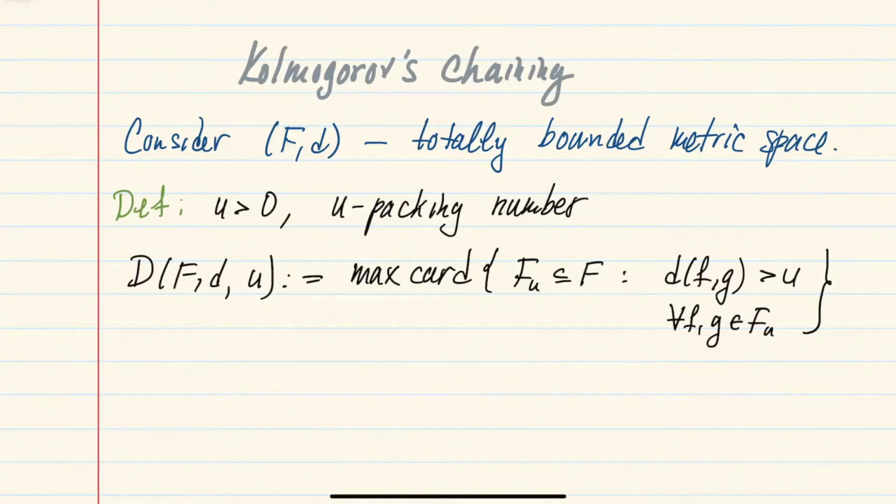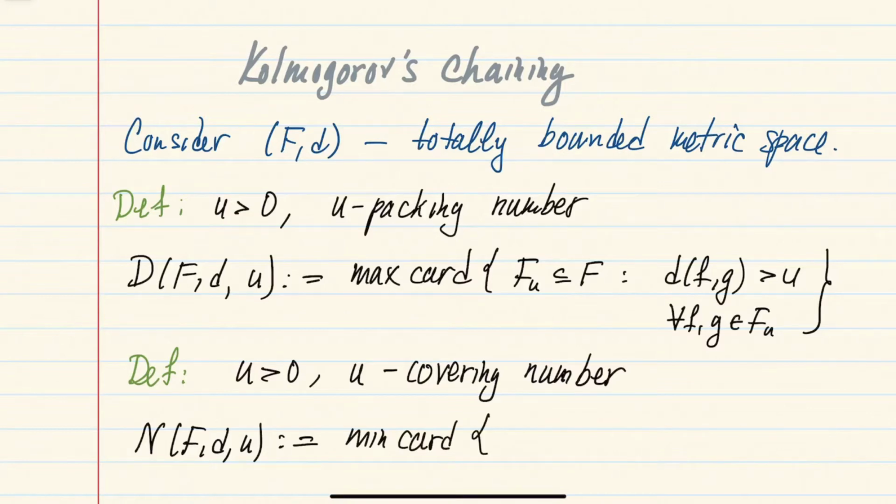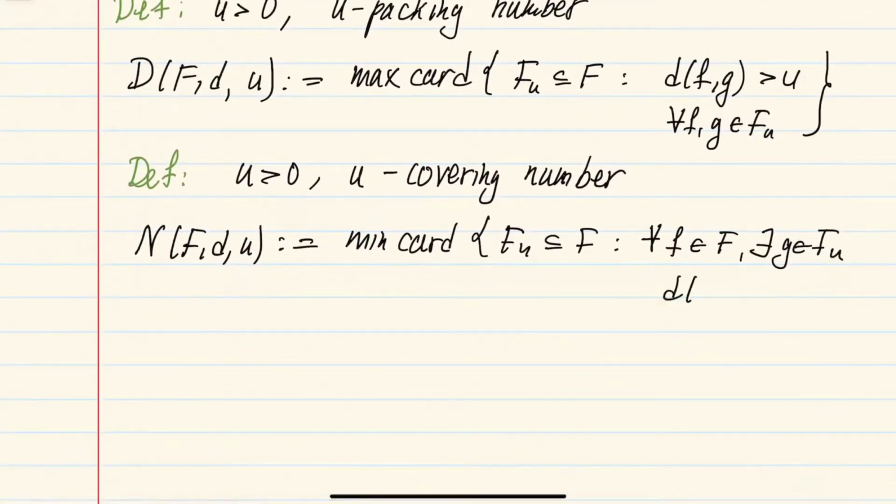And then a closely related definition is that of a covering number. Given positive u, a u covering number, which is denoted by N(F, d, u), will be the smallest cardinality among all subsets in F, such that for any function f in our space, you can find g in this subset within distance u.